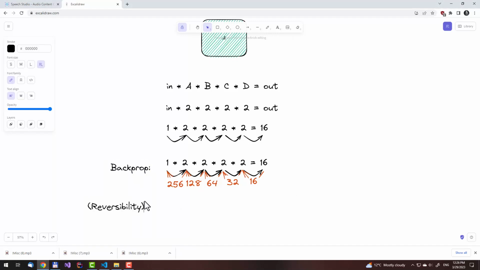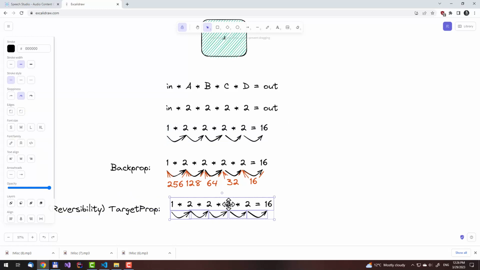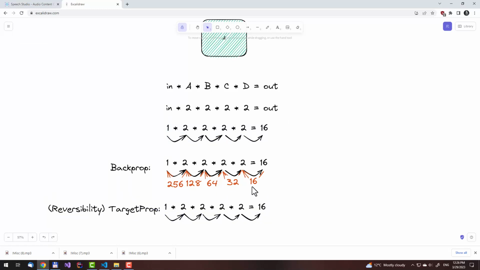Here is an alternative system. Instead of multiplying the gradients as they flow backwards, what if we instead divided them? And instead of passing a gradient, we'll pass in a target on what each layer should actually output.